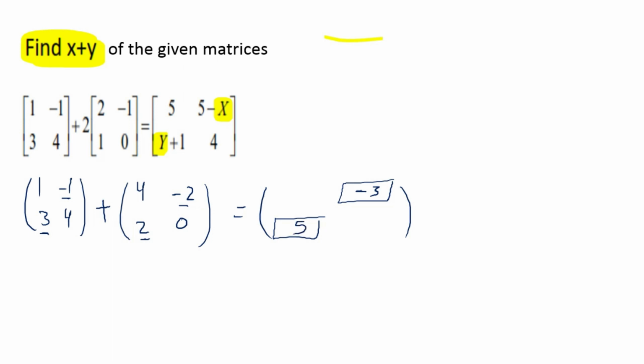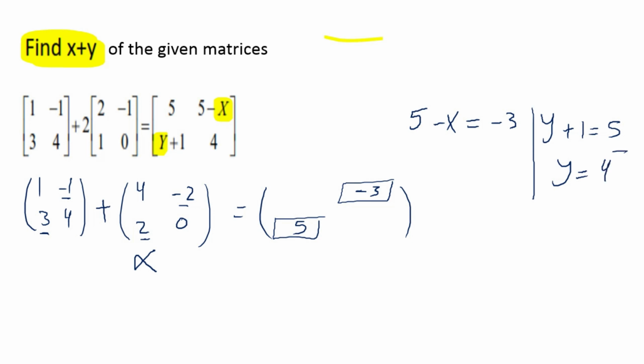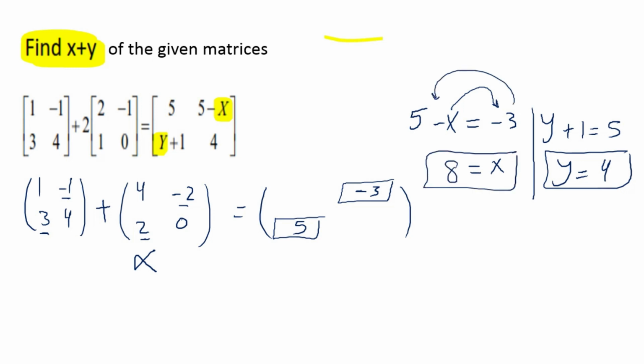If you are smart enough, you may not need to write this step, which will reduce the time you are using to solve. So now I can write that 5 minus x is equal to negative 3, the corresponding element, and y plus 1 is equal to 5. So y is equal to 4, and by moving x to the other side and moving negative 3 to this side, x is equal to 8. So x plus y is 8 plus 4, which is equal to 12.